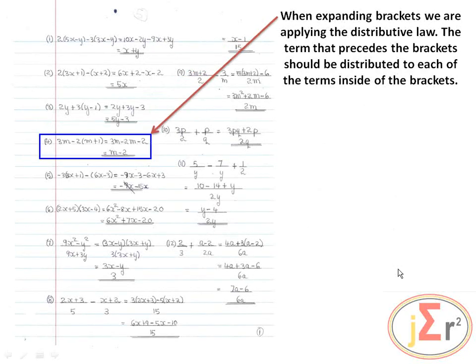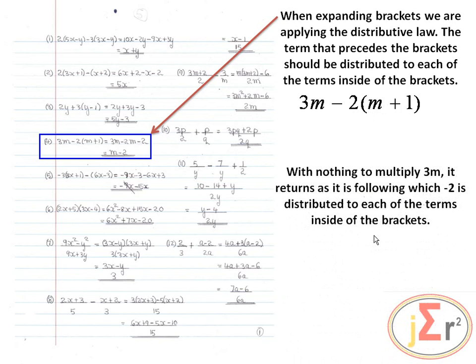When expanding brackets, we are applying the distributive law. The term that precedes the brackets should be distributed to each of the terms inside of the brackets. We may have this mentioned 100 times, because a common mistake that students make is that when they have the expression, they multiply the first one, but they do not multiply the second one.